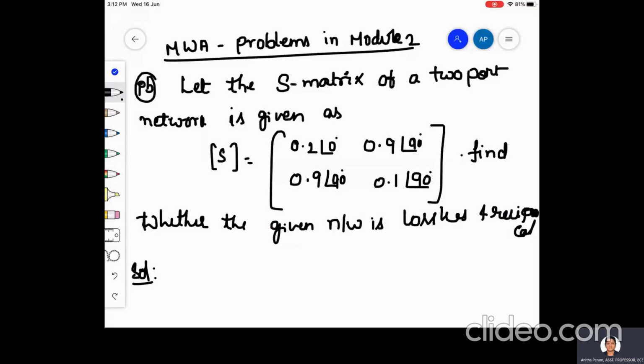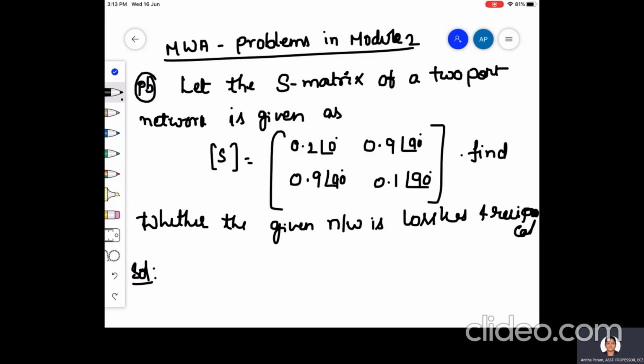Today we will look at more microwave and antenna problems in Module 2. All problems related to the S matrix and S properties, followed by ABCD parameters, Z parameters, and then E-plane tee, H-plane tee, and magic tee problems. First, we will start with the first problem.